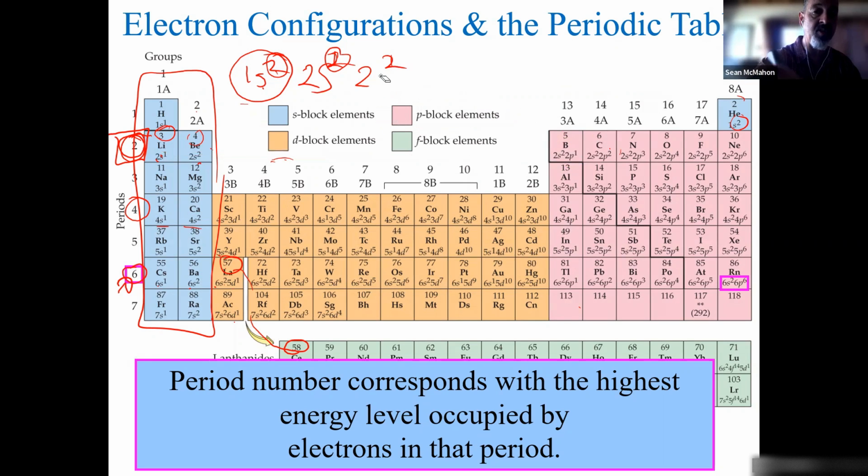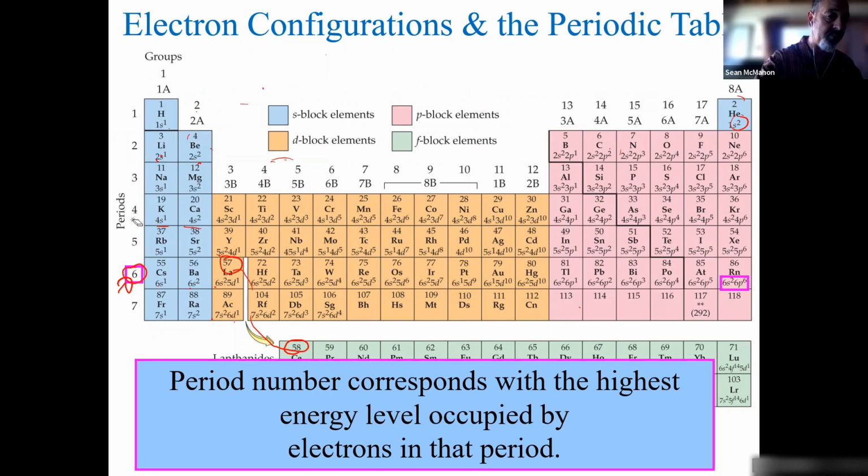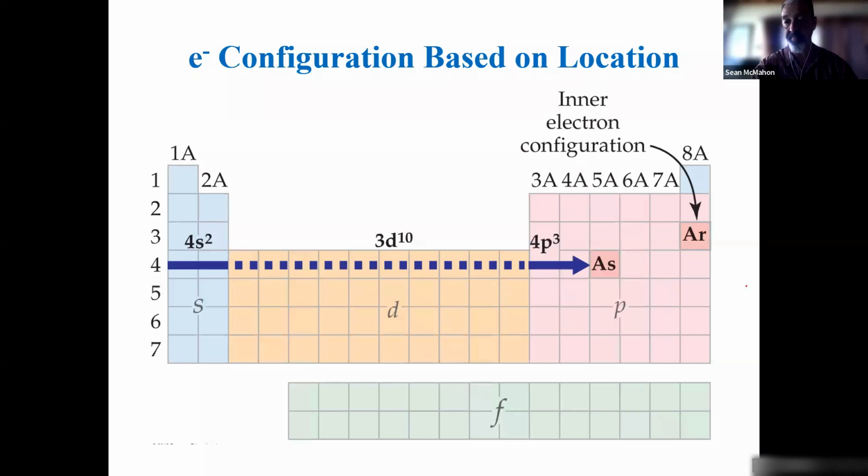But I do want to mention one thing. When you refer to periods, what you want to always look at is the one with the highest energy level. So if I look at radon right here, it's in the 6th period. So I would consider this a 6th period element.